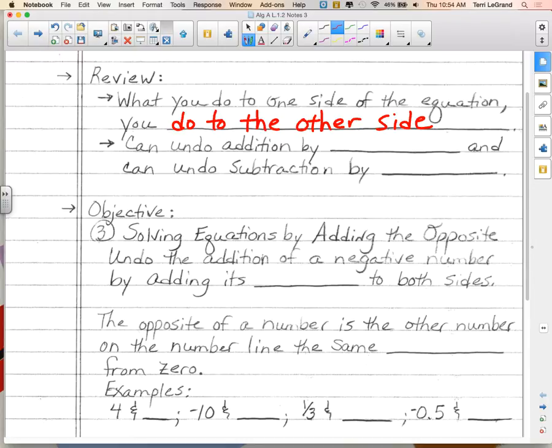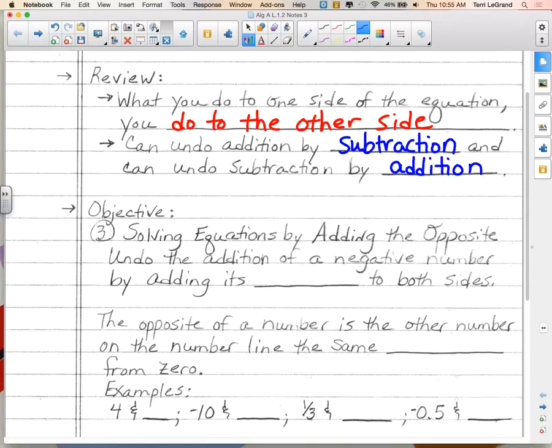Well, to be able to undo addition, to get that variable by itself, what do we use? We use subtraction. So we undo addition by subtraction, and we undo subtraction by addition. One undoes the other. Somebody gives you $5. That's like an addition. They take it back. That's a subtraction. It's the same as it was before it all happened, right?